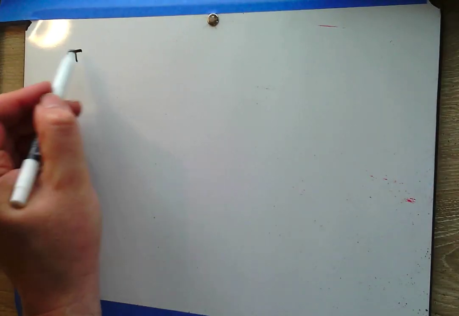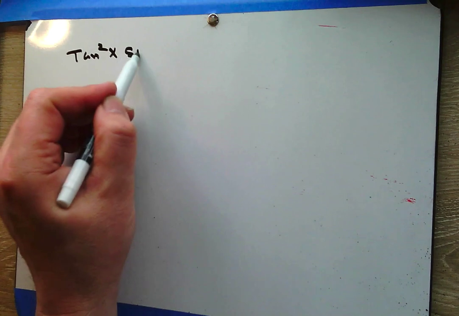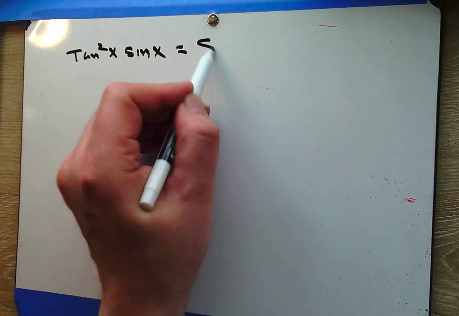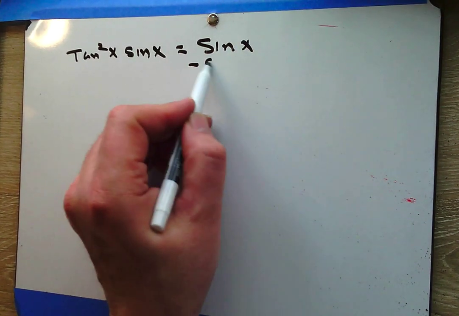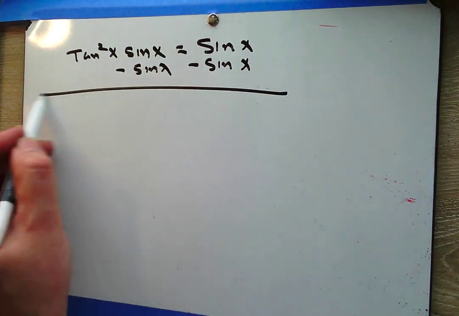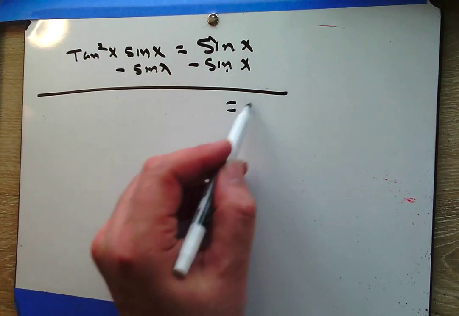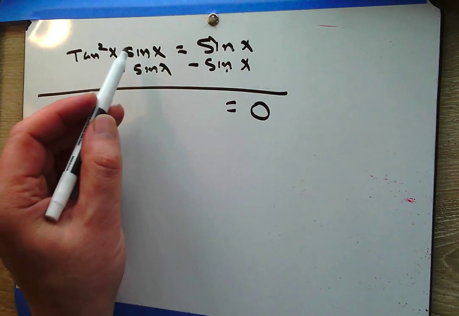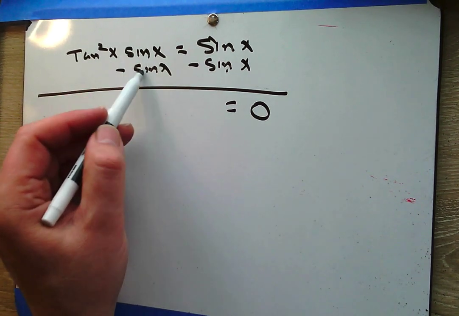So how should you do this problem? Well, let's go back to the beginning. We had tangent squared x sine x equals sine x. Subtract sine x from both sides. Sine x minus sine x is 0. Now, you can't subtract these.